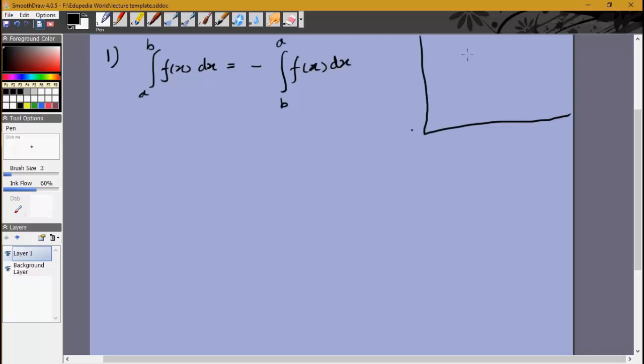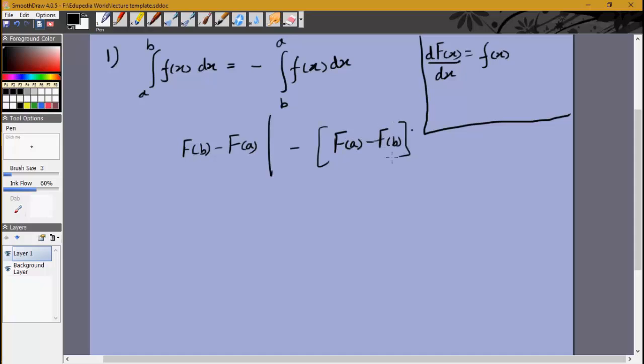For all of the following properties, I'll assume that there is a function capital F of x such that the derivative of capital F of x is small f of x. So from this, we prove this first property. The LHS is basically capital F of b minus capital F of a, and the RHS is the negative of capital F of a minus capital F of b. Remember, the value of the integral at the upper limit minus the value at the lower limit, which is again the same as this, F of b minus F of a. So the first property is proved.